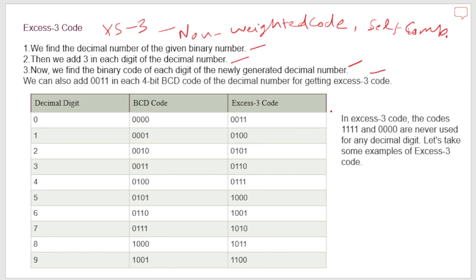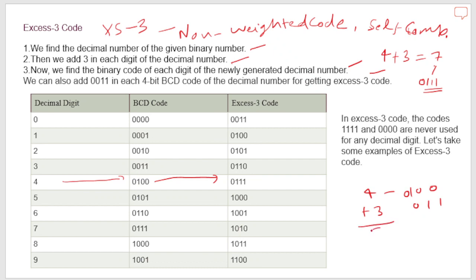So what we will do is like this. If I want to calculate excess-3 for 4, I will add 3, so it becomes 7. Now the excess-3 of 4 is 7, right? So we will convert it into binary. It is 111. Okay, so we see 4 in binary is 0100, and we add 011, which means we add 3 here, so it will be 7.